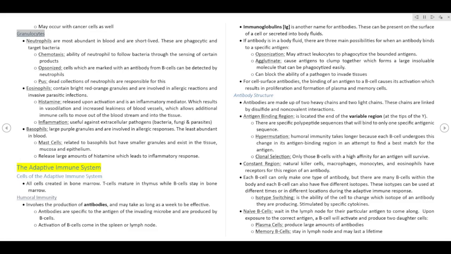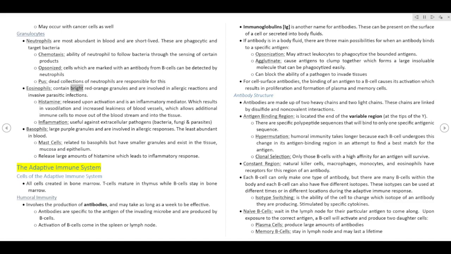Granulocytes. Neutrophils are most abundant in blood and are short-lived. These are phagocytic and target bacteria. Chemotaxis: the ability of a neutrophil to follow bacteria through the sensing of certain products. Opsonized cells, which are marked with an antibody from B cells, can be detected by neutrophils. Pus: dead collections of neutrophils are responsible for this.